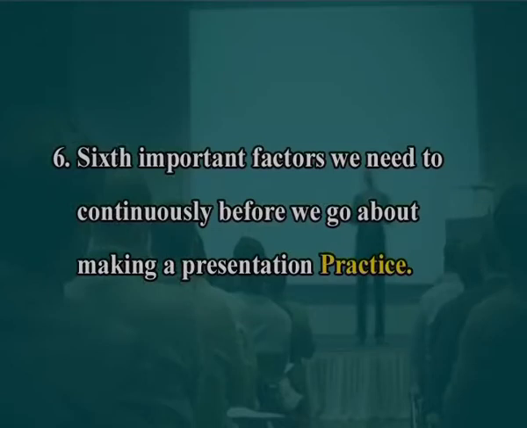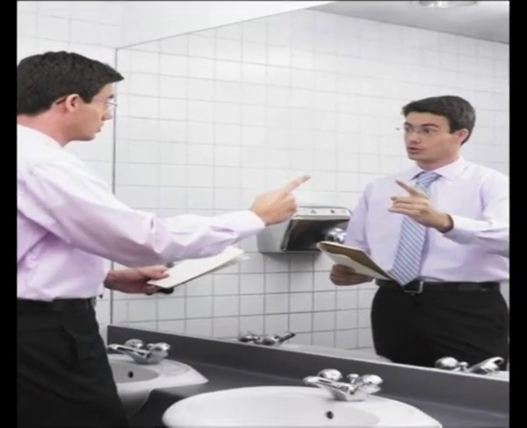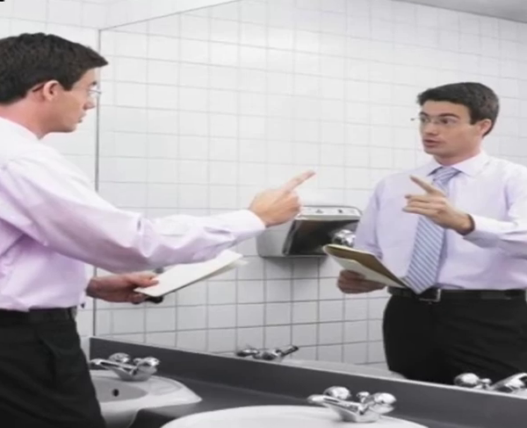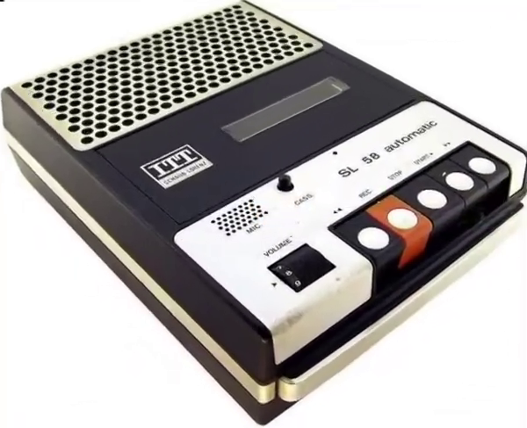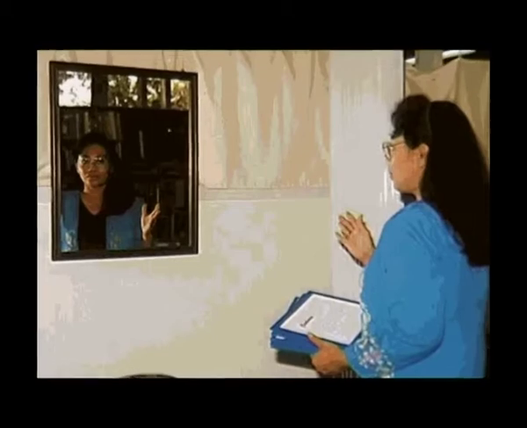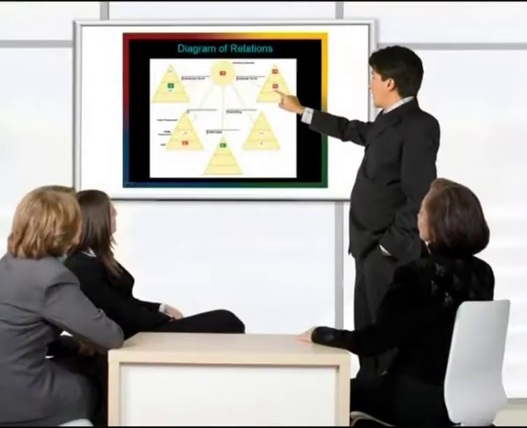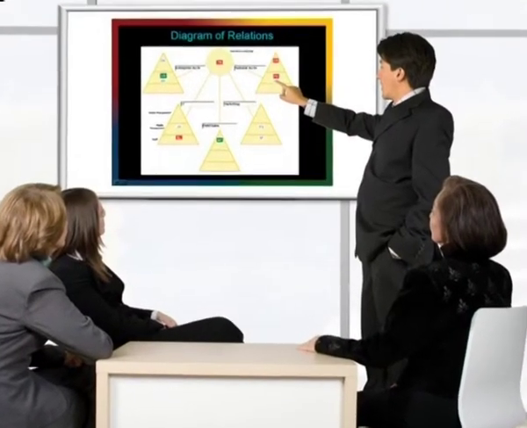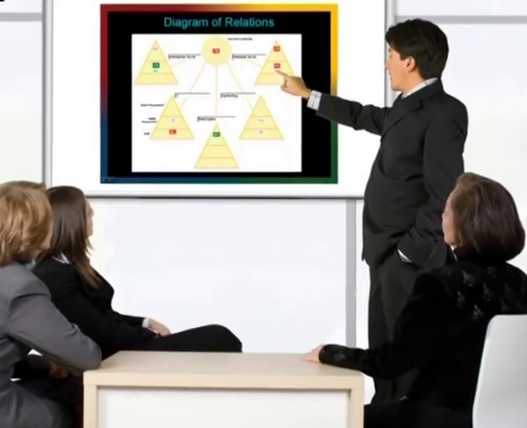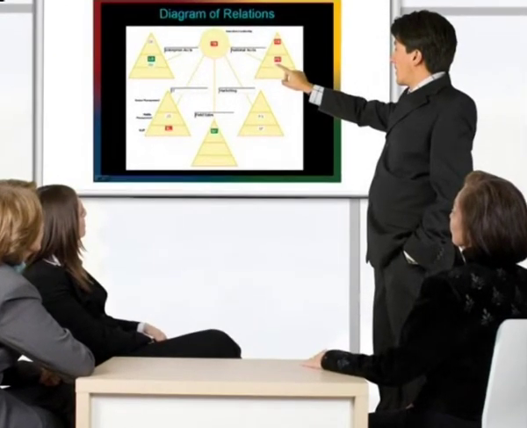6th important factor, before we go about making a presentation, we need to continuously practice. Rehearsal is very important. There are several ways we can go about rehearsing. We can stand in front of a mirror and speak for about 10 or 15 minutes. You can record your presentation on a tape recorder, then listen to it and find out what the deficiencies are, so that we can go about improving your presentation. After taking all the 6 steps into consideration, after rehearsing, you go about making a presentation.